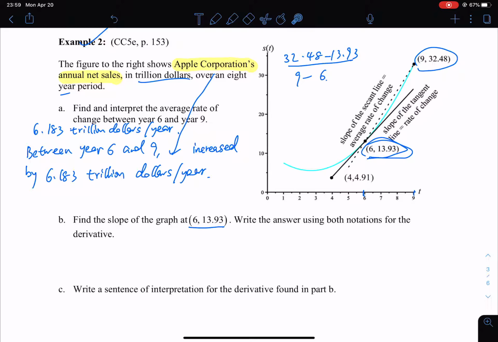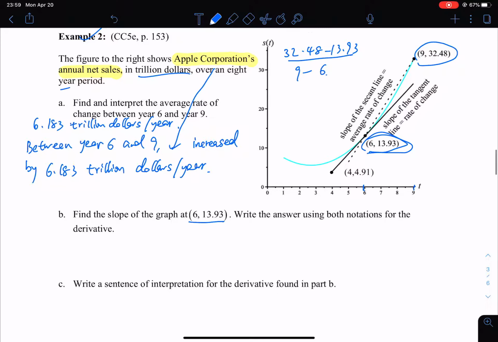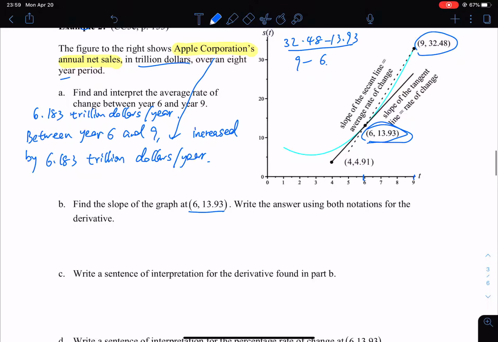Alright, because this tangent line, we are given 2 points. This is the first point, 6, 13.93, and this is the second point. And also we are given this one. So just use the formula: f of x2 minus f of x1 divided by x2 minus x1. Then we have the slope.